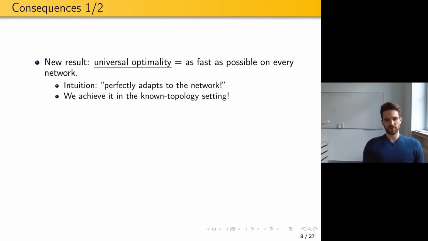So what are the consequences of this result? Let's talk a little bit about this. Well, we achieve universal optimality, which means that we give an algorithm that is as fast as possible on every network. You can intuitively think about this as an algorithm that perfectly adapts to the network at hand. And this is, of course, currently achieved in the known topology setting.